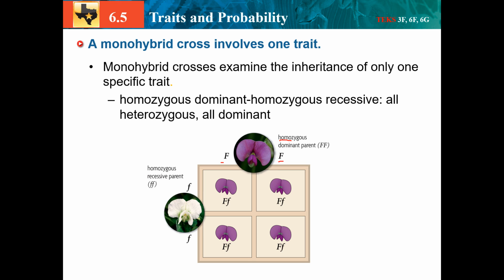The result of this monohybrid cross is heterozygous, and hetero comes from having two different kinds of alleles, the big F, the dominant, and the little f, the recessive, where you have the dominant purple color that results. So whenever the homozygous dominant parent and the homozygous recessive parent cross, you create all heterozygous, all big F, little f, and all dominant phenotypes.